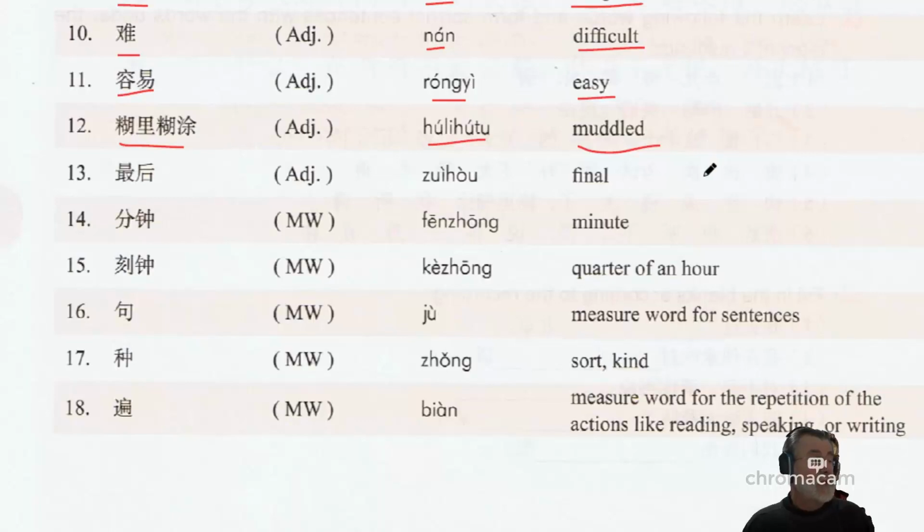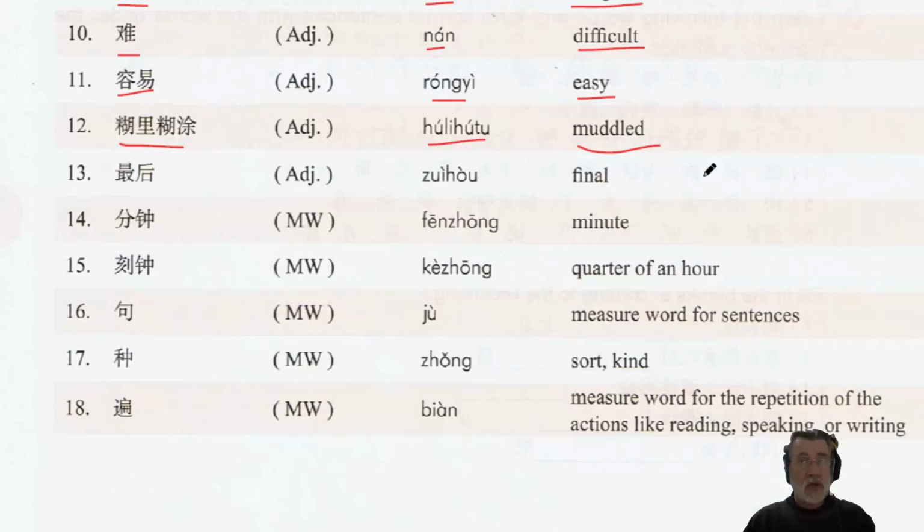Moving along, we have the expression final, or it's an adjective, so you can add it to other nouns, for example. So let's just look at the pronunciation first. 最后.